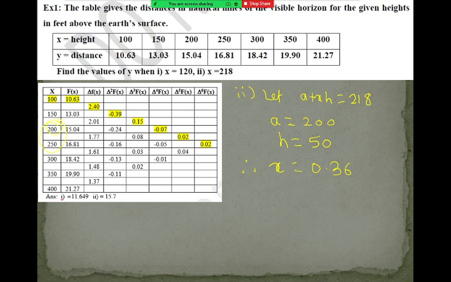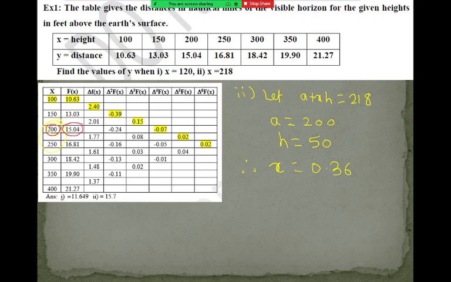Now I want forward differences. What should be f of a, delta f of a, delta square f of a? What is f of a first for this question? I'm asking f of a, not delta f of a. Start with f of a. No, it is not 13.03. It is 15.04. 15.04 is f of a.